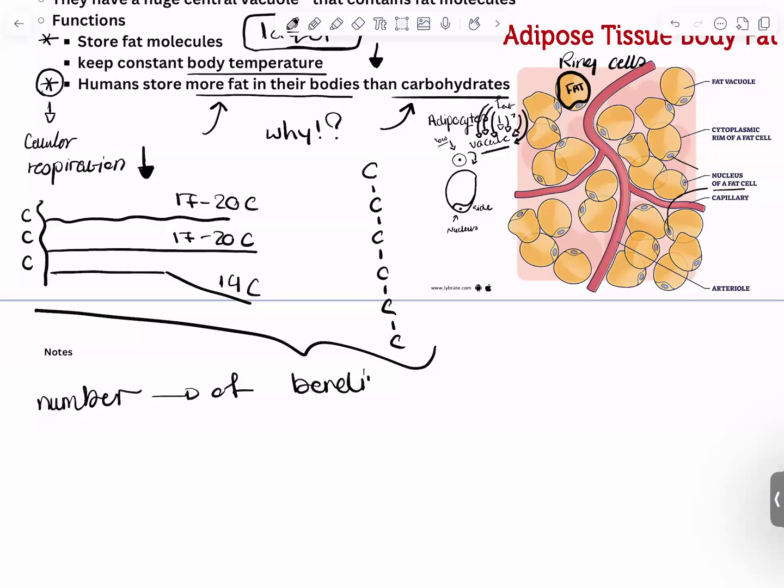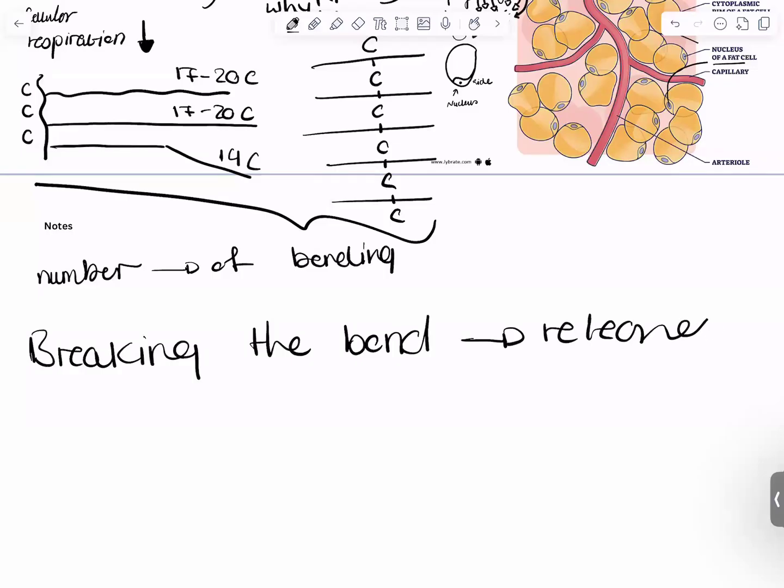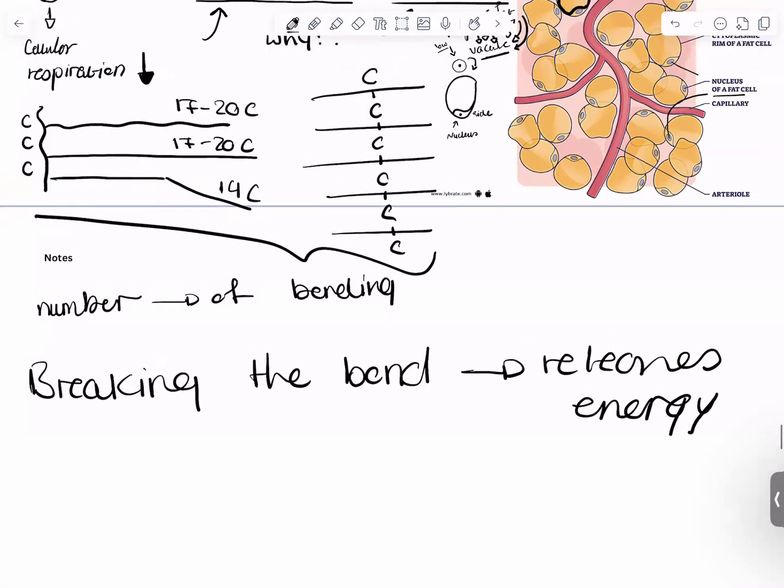You know what will happen in cellular respiration? In cellular respiration, the purpose of this process is to break the glucose into smaller components. Why should we do that? You know, breaking the linkage or bonds, you know what will happen? Breaking the bond in biology, chemistry, releases energy. So, now, what do you think?